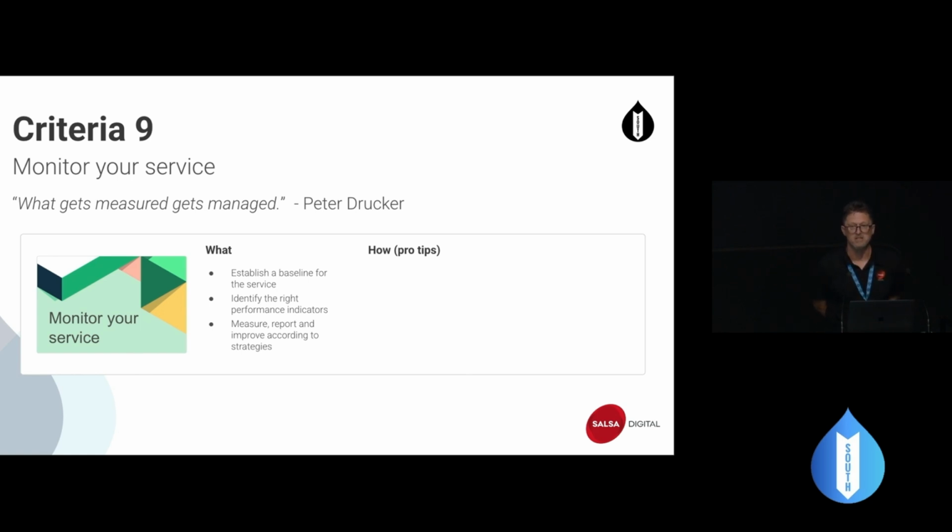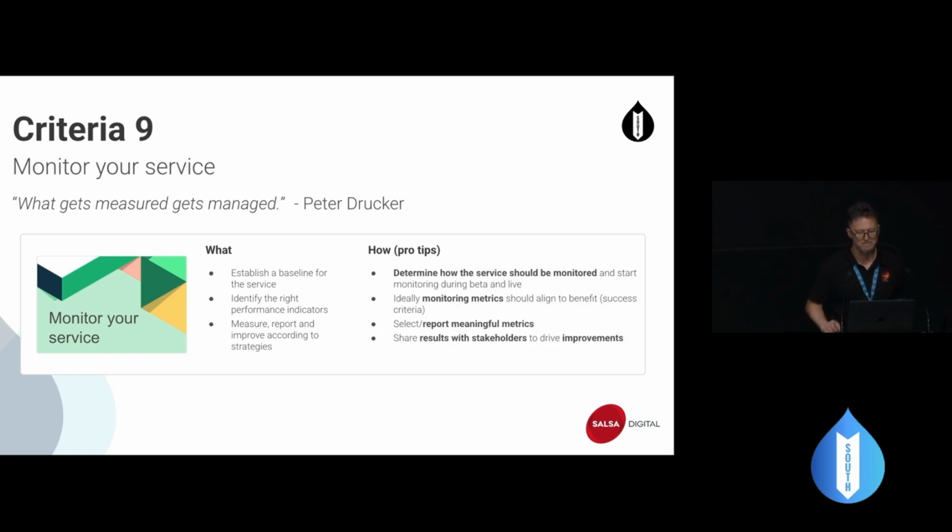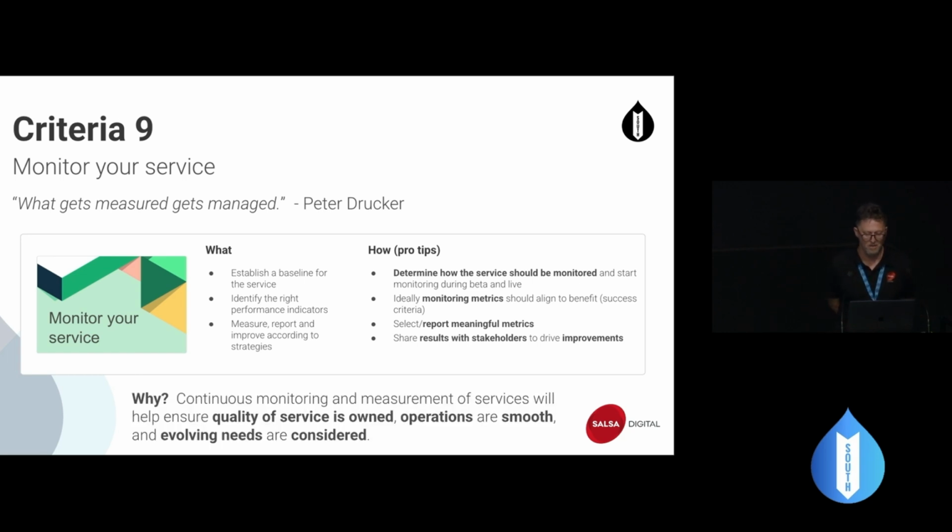Criteria number 9 is monitor your service. The standard will talk to setting up a baseline of metrics, measuring these metrics. So how? Use discovery to start thinking about how to monitor. Collect metrics that matter. Report on the metrics. Don't just collect them. Reporting drives better service quality and improved services. So why? We want quality of service to be owned. We need monitoring and metrics to drive ownership.